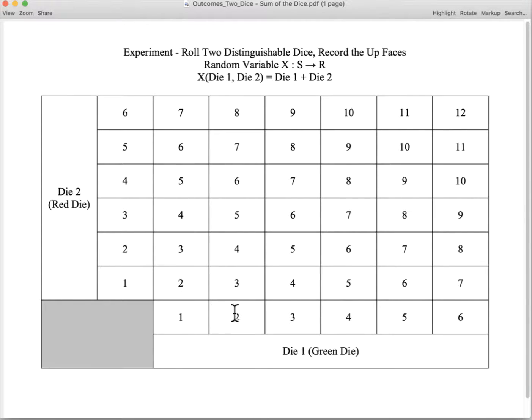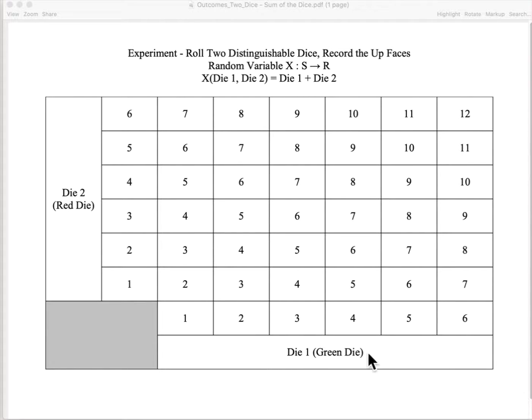And so to compute probabilities involving X, all we have to do is count the number of ways that the event involving X can occur and then divide by 36. And one thing I would point out, which is obvious of course, is that the values of X range from 2 up to 12.